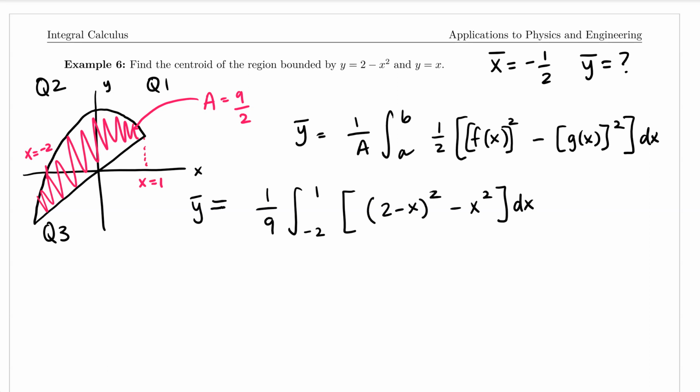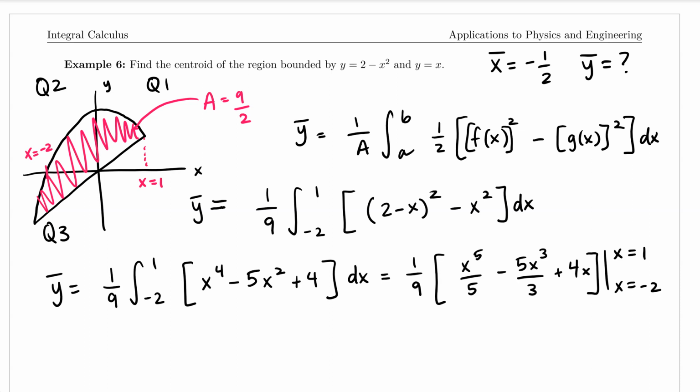I'm going to go ahead and pause the video and do some simplification. So I've taken the antiderivative here, and when you plug in the limits of integration, you'll find that y bar, after simplification, is equal to 2/5.